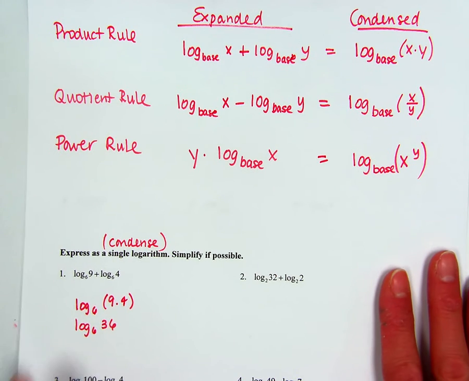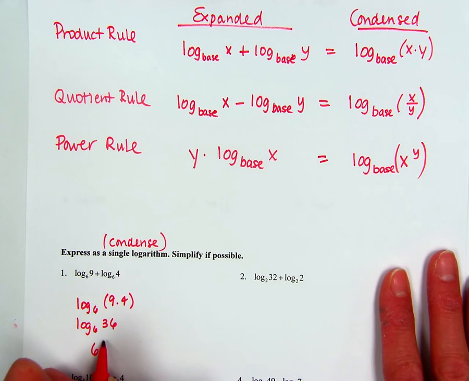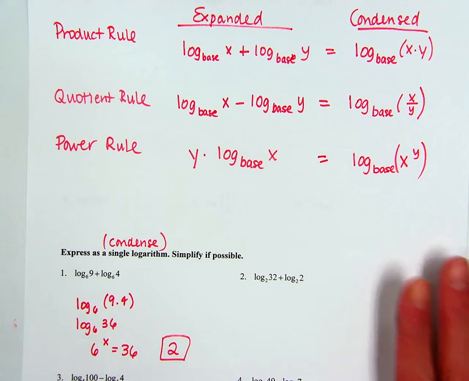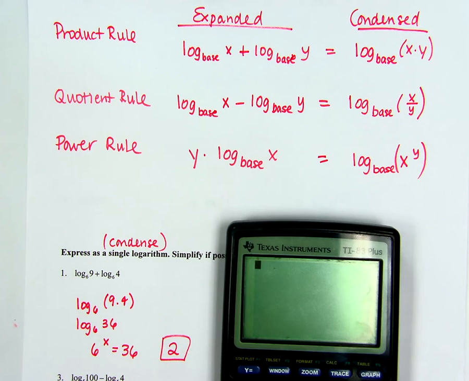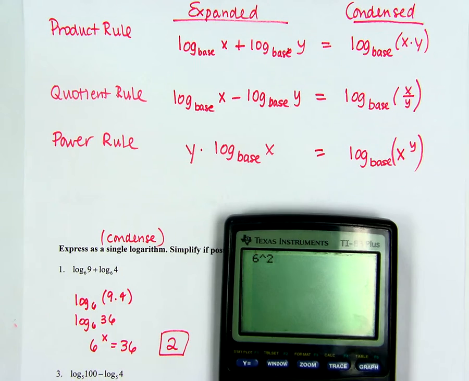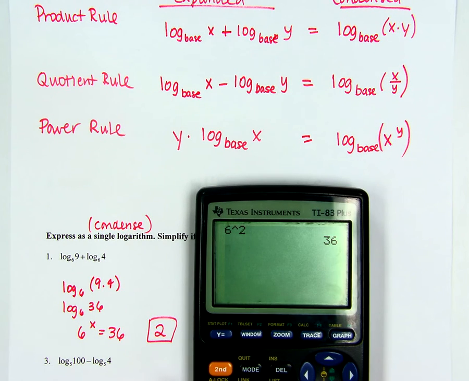So this is what we did yesterday. We think 6 to what power equals 36. Now if you know your exponents, then you know that your answer is 2. If you don't know your exponents, you can just try it. 6 to what power, and try different values until you get the right one. So 6 squared is 36.